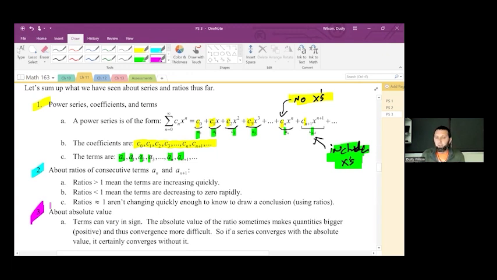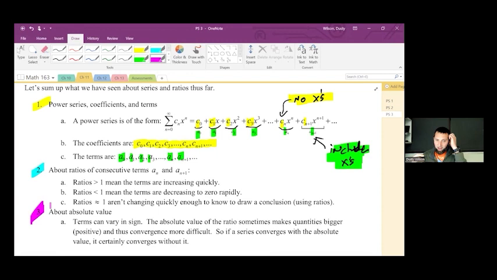So we had a little bit about absolute value in the last section. The deal is that terms can vary in sign, positive or negative, or sometimes, as in example E, we had an x in our answer, and we didn't know whether x was positive. So the absolute value of the ratio makes quantities bigger, positive. Sometimes it doesn't change them at all if they're already positive. Since it makes everything bigger, it can only make convergence more difficult, or the same. So if a series converges with that absolute value, it certainly is going to converge without it.